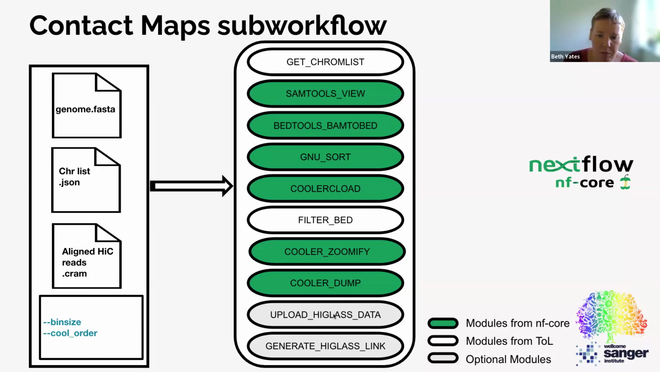And actually at the bottom here are two optional steps, which were designed to make our life easier within the Tree of Life. So the output from the contact maps workflow is 3 files, which can then be uploaded to a HiGlass server to produce a Hi-C map. We've written 2 helper modules that will automate that process for us, but they're only really designed for use within our project. If you have your own Kubernetes hosted HiGlass server, then you'll be able to use them. But the idea is that they're there to make our life easier.